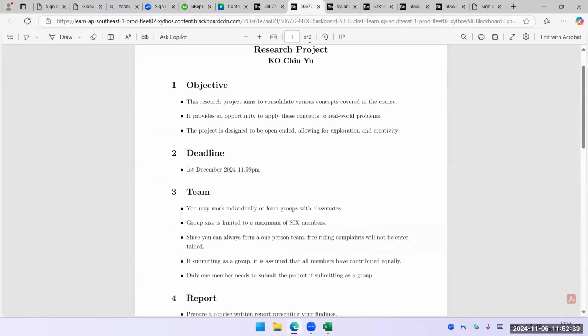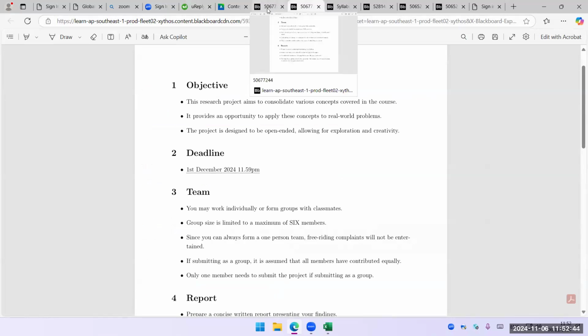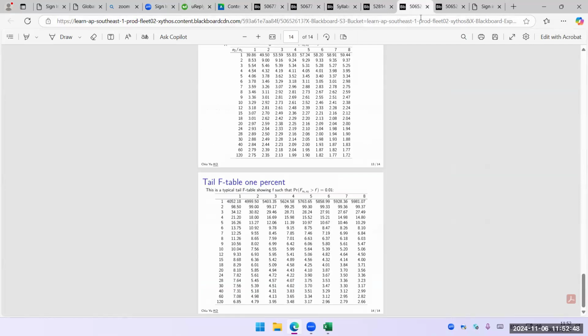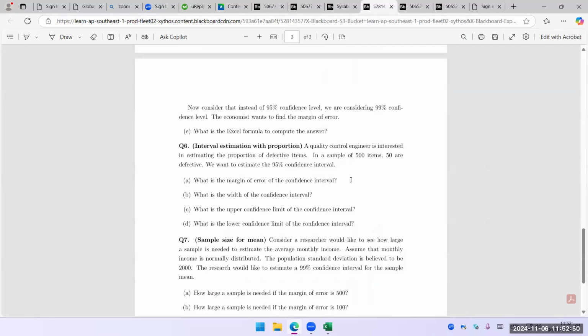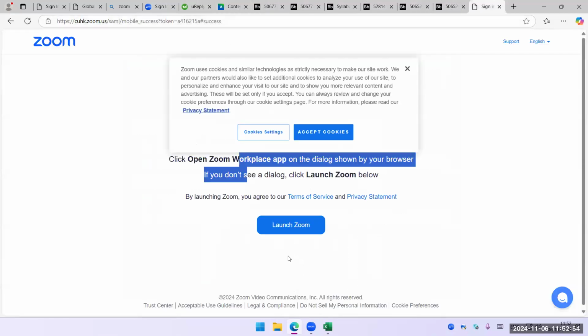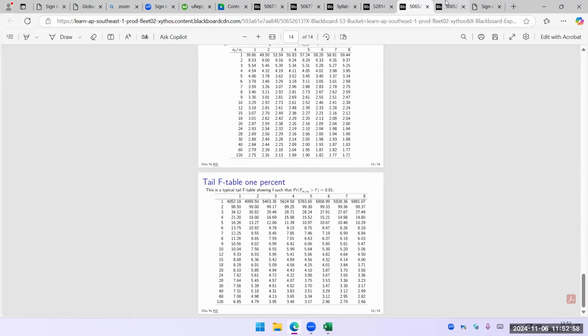So there is some delay on the research project, and also the deadline for assignment 2 is one week after the original deadline. Okay. So what is left is just two different tests, so don't worry about that.